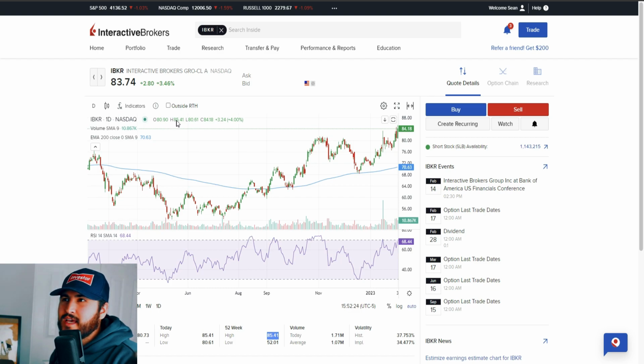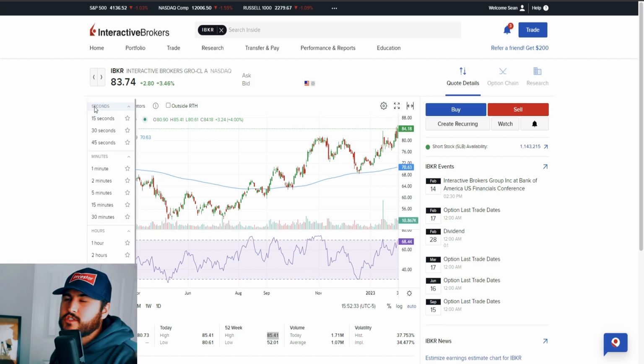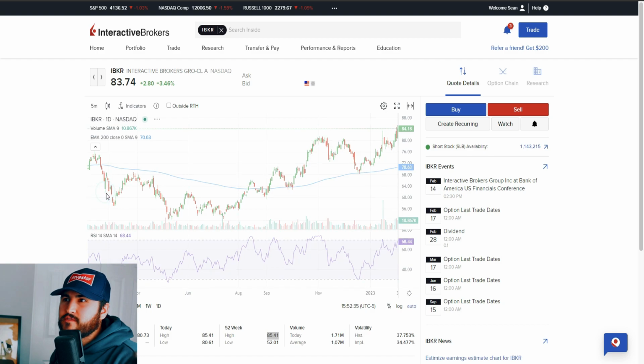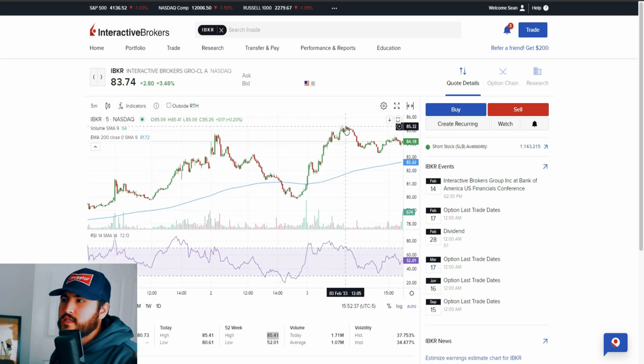It had a high of $85.41 on the day, and it closed at $84.18. If we were to change the daily candle to a 5-minute candle, here you can see that around noon on February 3rd is when it set that 52-week high, which was the last trading day.